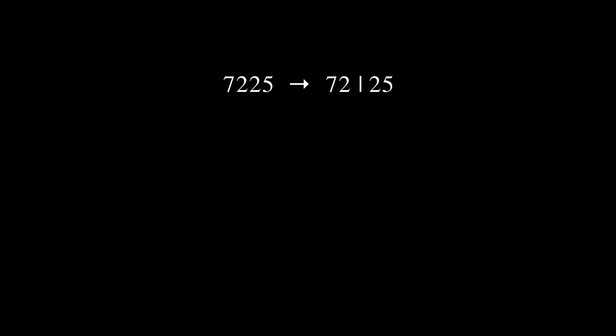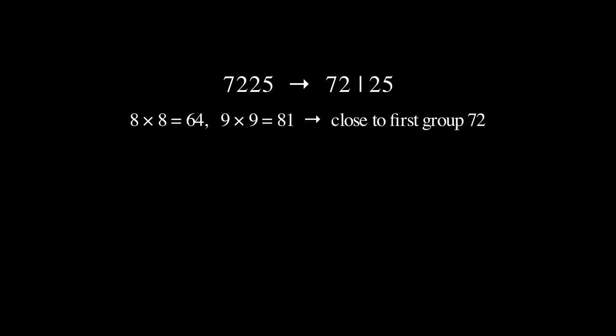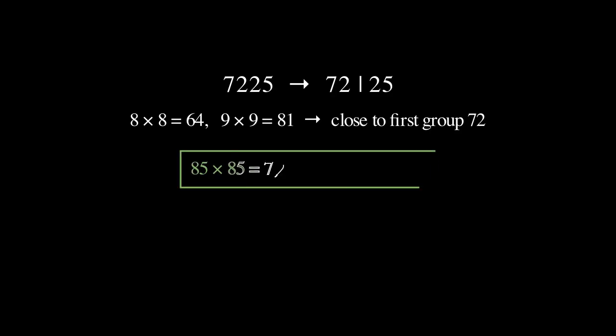Let's use this on our own number, 7,225. Grouped from the right, it splits into 72 and 25. Two groups means we're hunting for a 2-digit side. Since 8 times 8 is 64 and 9 times 9 is 81, the first digit of our side should be around 8 or 9. Testing 85, we get 85 times 85 equals 7,225, an exact match.